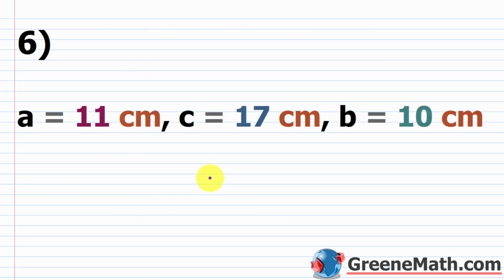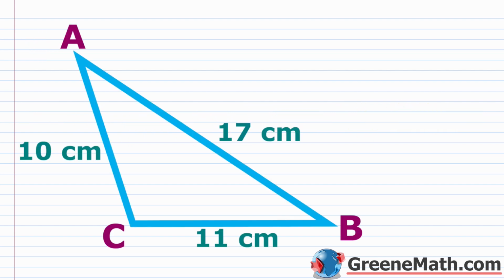All right, let's take a look at problem number 6. So here we have the length of side A is 11 centimeters, the length of side C is 17 centimeters, and the length of side B is 10 centimeters. So this is a situation with side, side, side. So what you want to do is use the law of cosines to solve for the largest angle in that triangle. So in this case, the longest side is 17 centimeters.